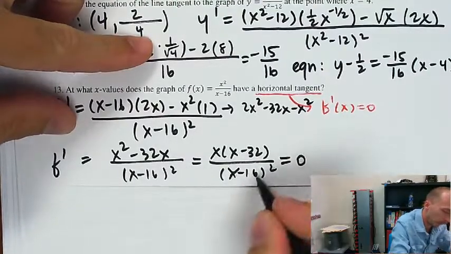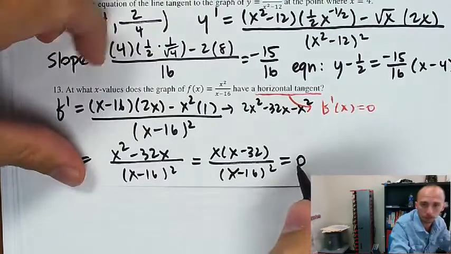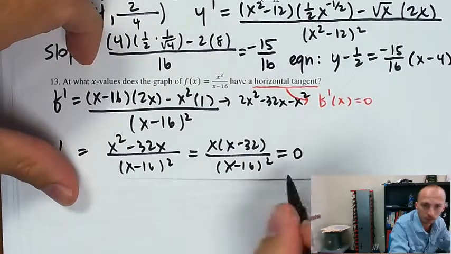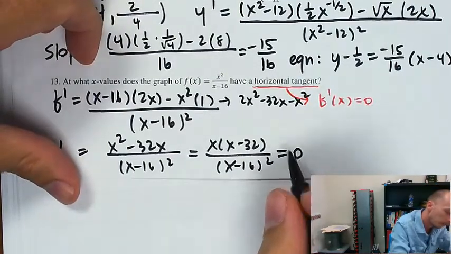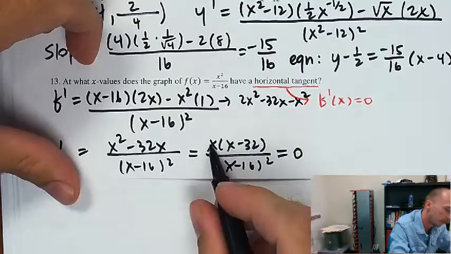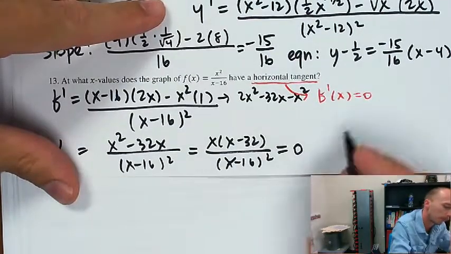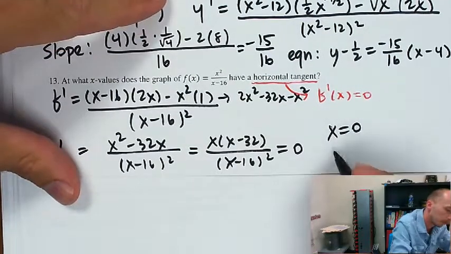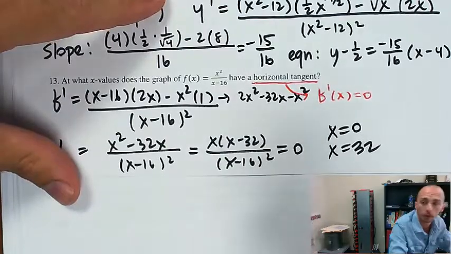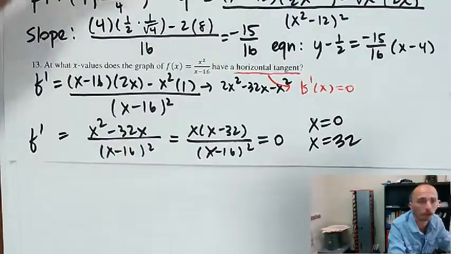And this equals 0. I mean, you could set up a proportion, cross multiply if you were really unsure about what's going on here. But this is going to happen when x is 0 or when x is 32, because that'll make the top 0. And those are the x values at which the graph of f has a horizontal tangent.